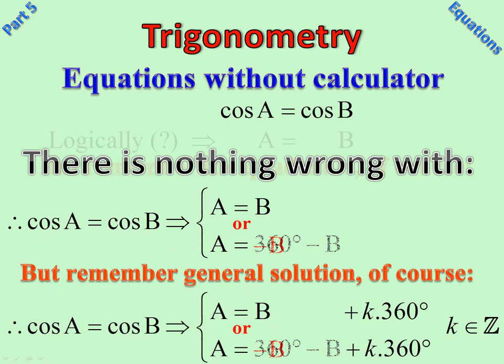Of course, there's nothing to stop you writing, instead of A equals B and A equals 360 minus B, A equals B and A equals minus B. Because 360 minus B, 360 minus 20, for example, is 340. Well, minus 20 takes you to the same place. So you could just write that. Useful thing about that is then you could just write A equals plus or minus B in one step if you wanted to.